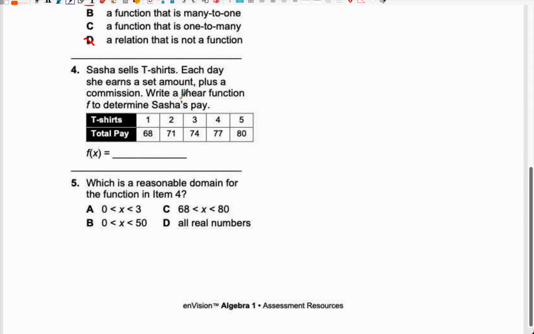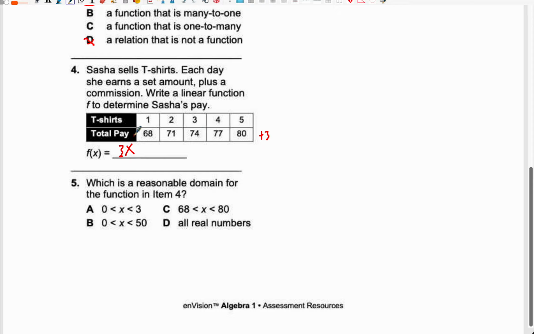Sasha sells t-shirts. Each day she earns a set amount plus a commission. Write a linear function to determine Sasha's pay. There's already an f of x there. I started to write f of x. So f of x equals, well, what's happening in the y bracket? 68, 71, 74, 77, 80. That's going up by 3 every time. So that means I got to have a 3x.